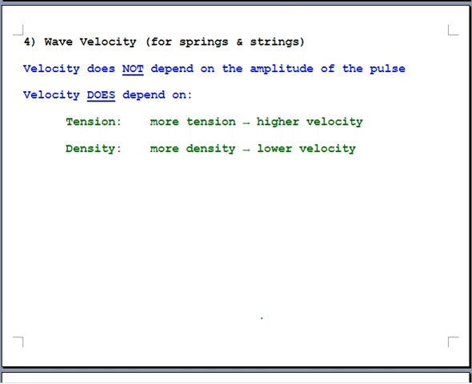But how do you change the note on a stringed instrument? Well, you can change the tension. So more tension makes the waves go faster. Or you can change the density of the string. You can make thicker strings versus thinner strings. And more density, thicker strings, slows those waves down.